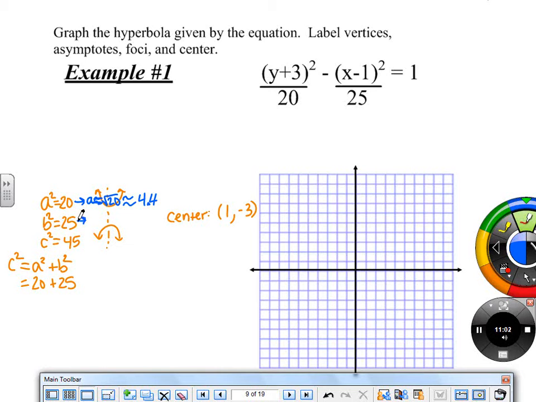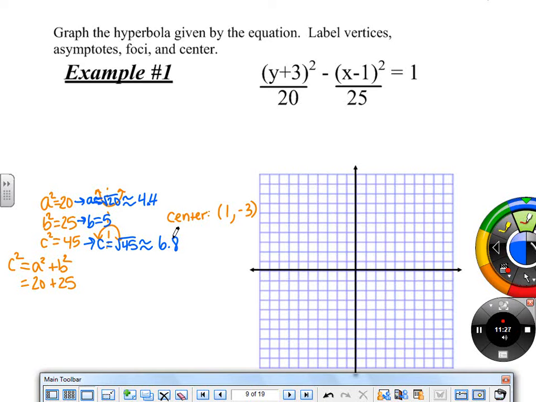And b squared is equal to 25, which means b is equal to 5. c squared is equal to 45, which means c is equal to the square root of 45, which is about, let's see, the square root of 36 would be 6. The square root of 49 would be 7. So it's between 6 and 7. It's closer to 7, so I'll say like 6.8 or something like this.